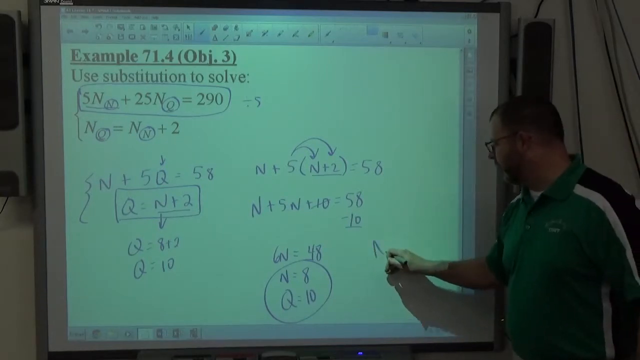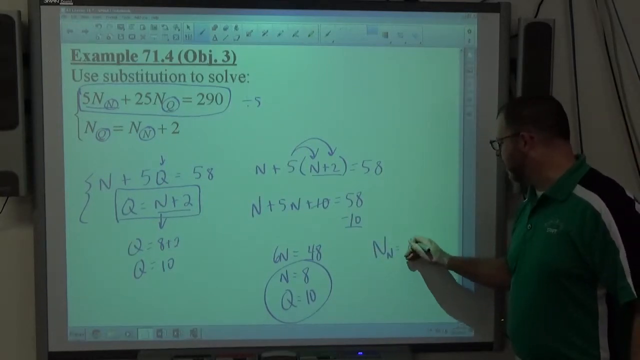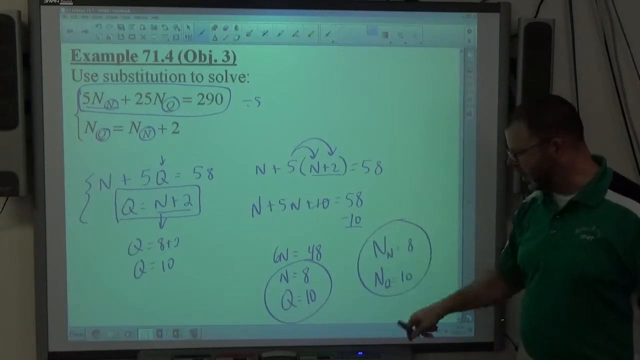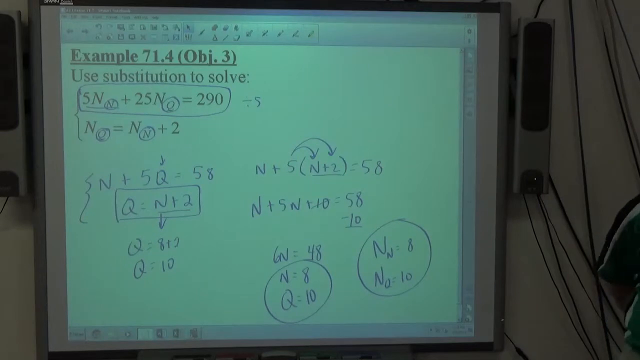If you want to write it with subscript variables, n sub n equals 8, n sub q is equal to 10. That's fine also. I'll take either set of answers. No ordered pairs required on these because, again, there's no x's and y's.